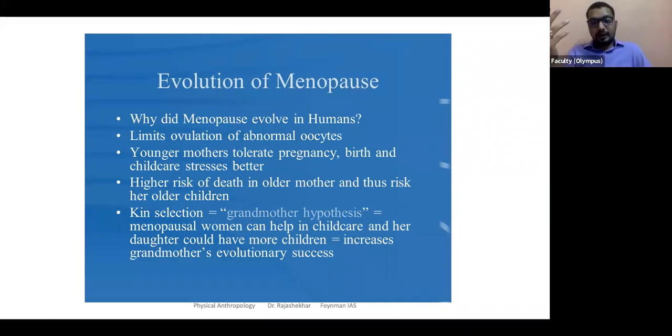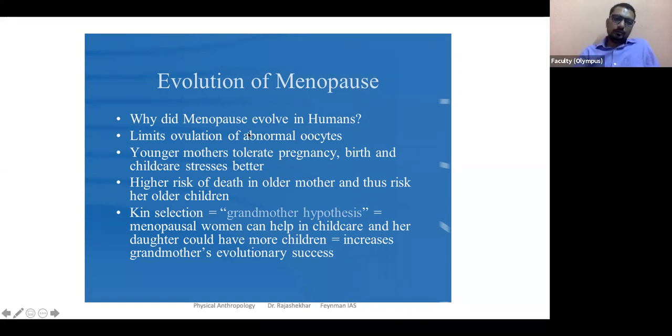After that, after reproduction stops, or after that ability to give birth to children stops, we still live for a few decades again, which is very unusual in other species. Why? Because they have the maximum amount of reproductive lifespan and that's it. But we actually have a longer life, or at least a significant life, even after the reproductive span. Why is that? So why did menopause evolve in humans?